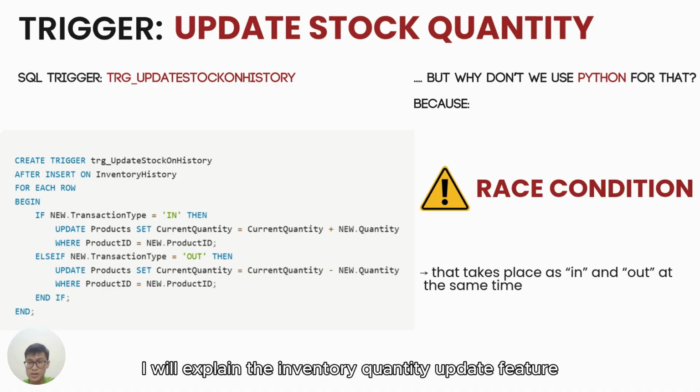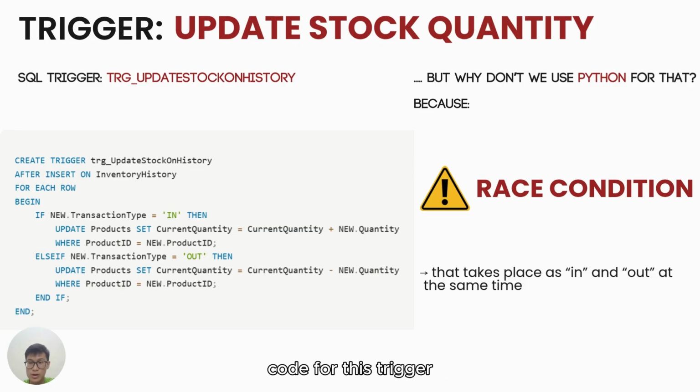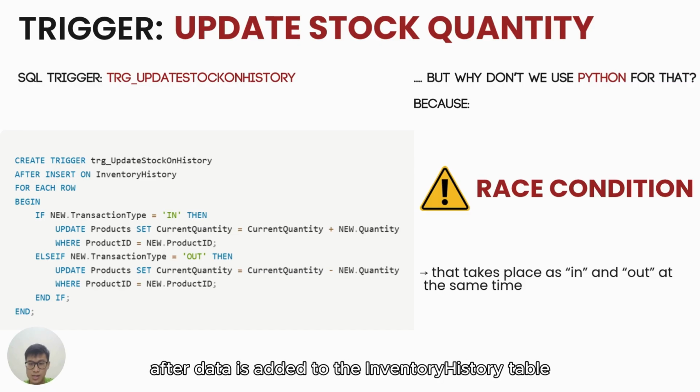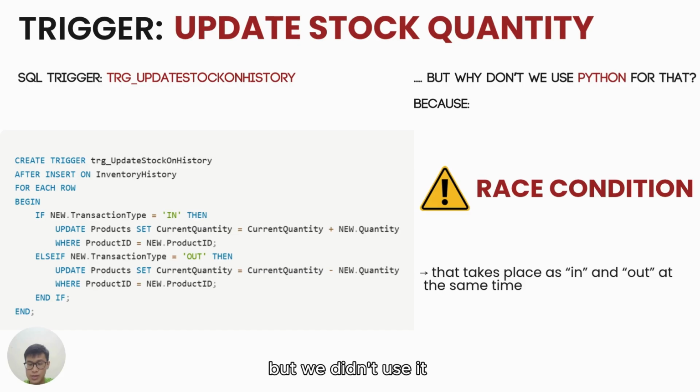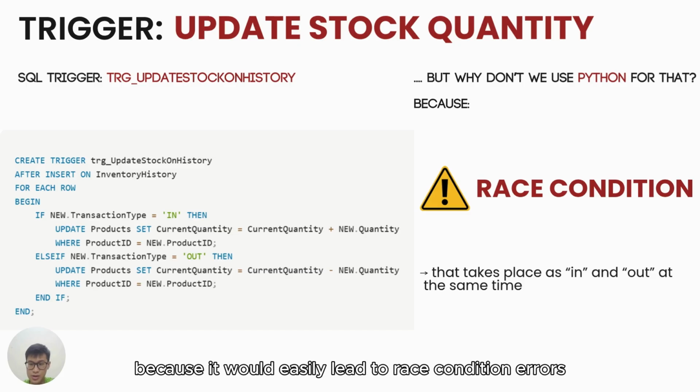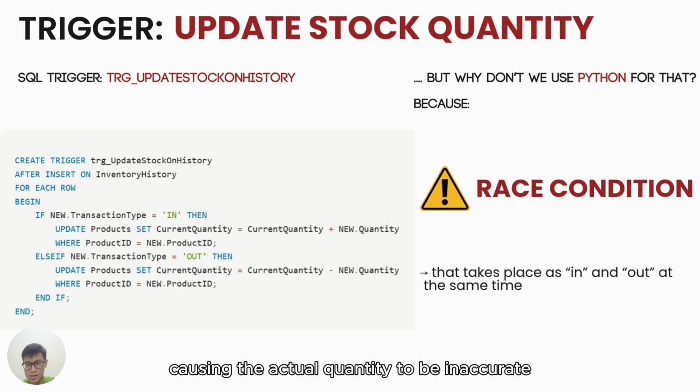Now I will explain the inventory quantity update feature. As you can see on the screen is the SQL code for the trigger. Technically, the trigger is activated after data is added to the inventory history table, and it will identify whether the data is in or out to decide whether to add or subtract the quantity. This feature could be coded in Python, but we didn't use it because it would easily lead to race condition errors, causing the actual quantity to be inaccurate.